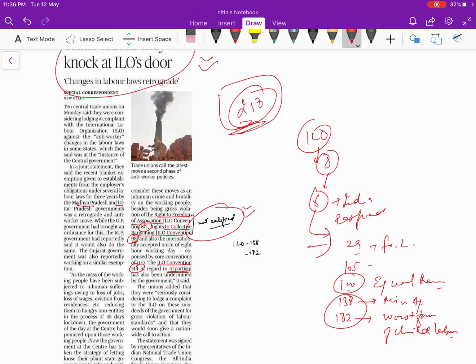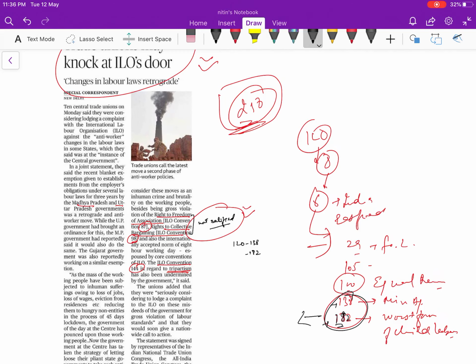Well, you don't need to remember all these conventions, okay? The conventions which are in the news, those you can go through and remember. Because UPSC has already asked these two conventions in the prelims exam: Convention number 138 and Convention number 182. They were asked in the prelims examination, but not in detail. It was directly asked.